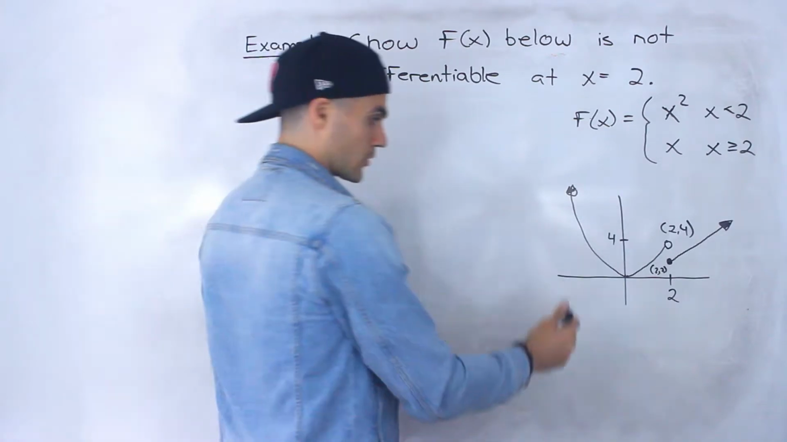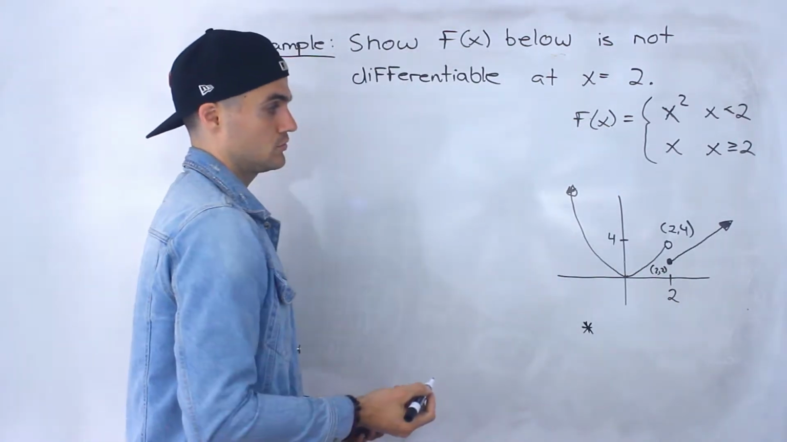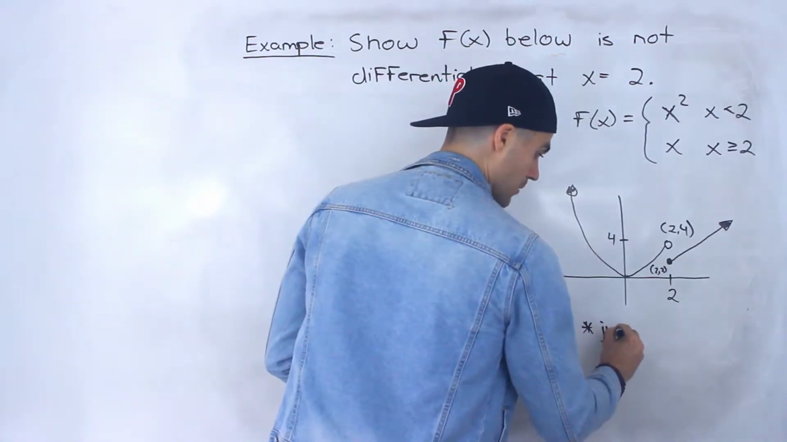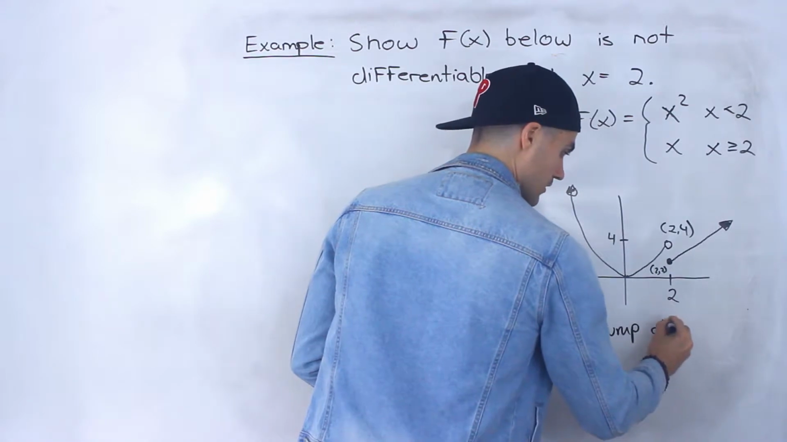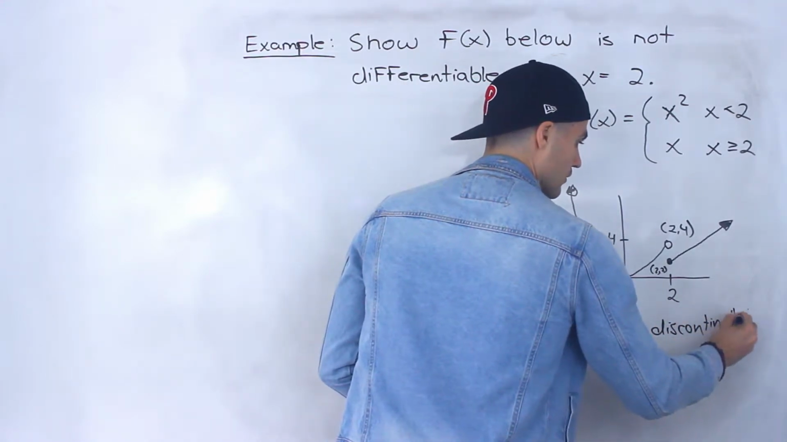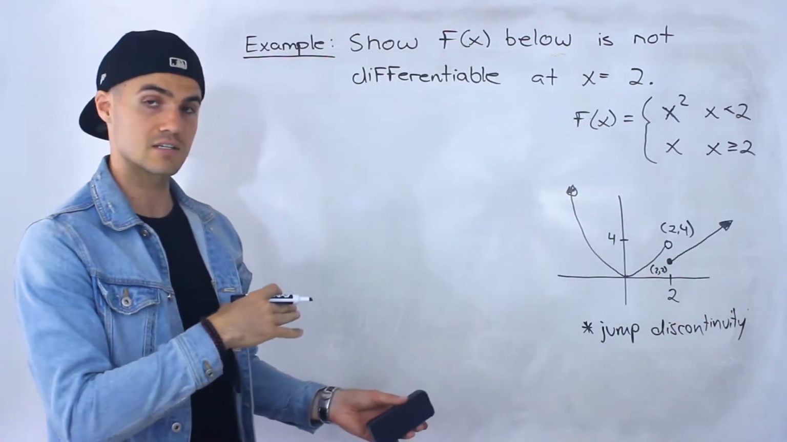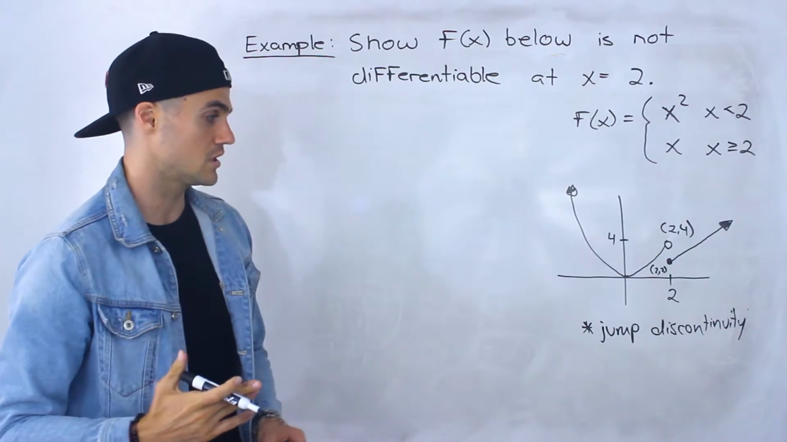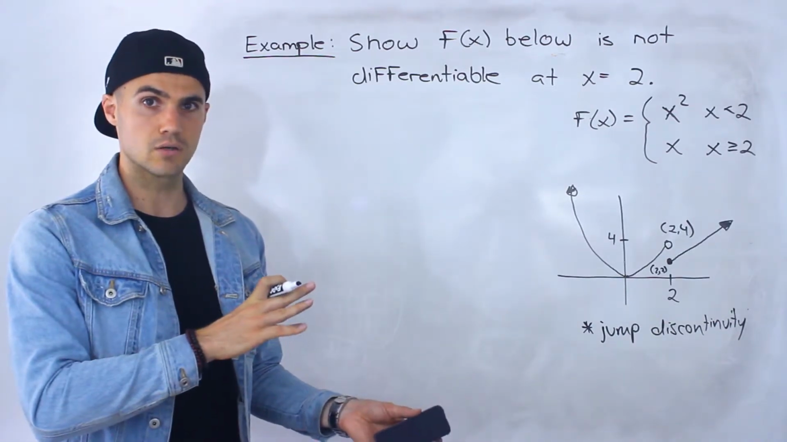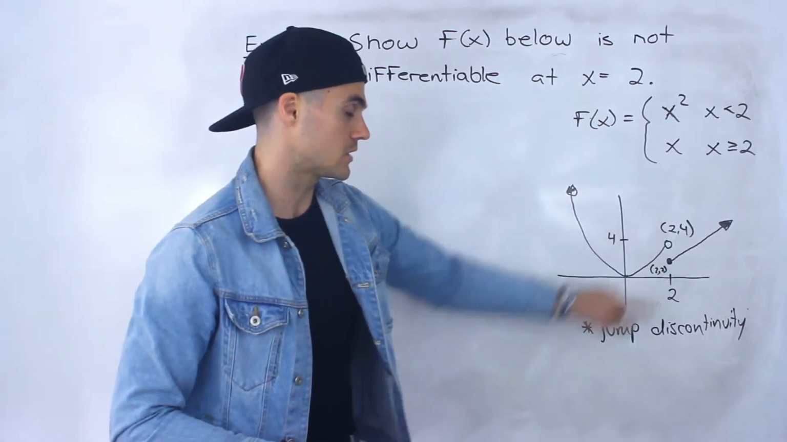So notice from the graph we can tell already that at an x value of 2, the function is discontinuous. And notice that it's a jump discontinuity. So far we've dealt with other discontinuous functions, an infinite discontinuity where there was a vertical tangent. We dealt with a removable or a point discontinuity where there was a hole. Now we're dealing with a jump discontinuity, right?